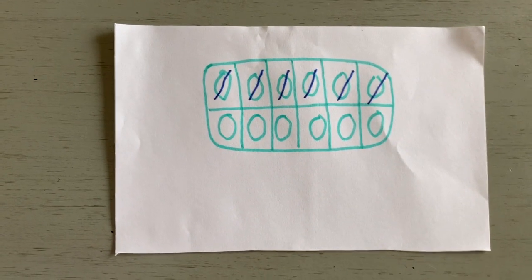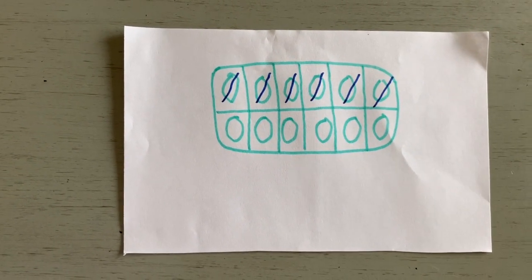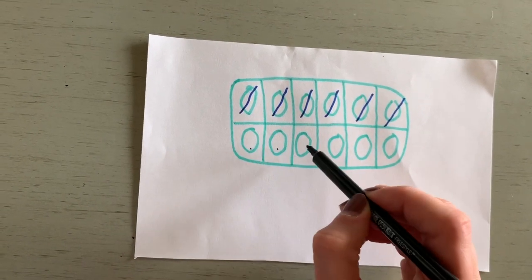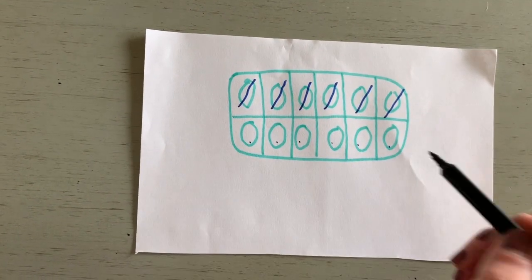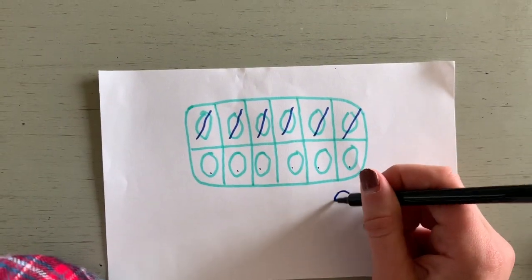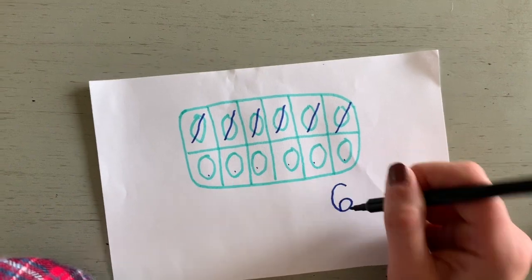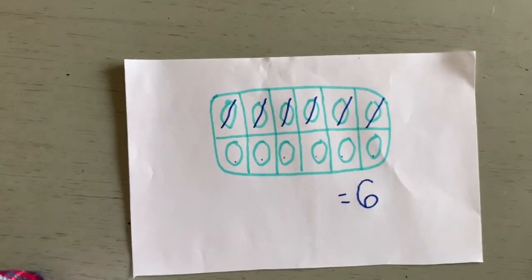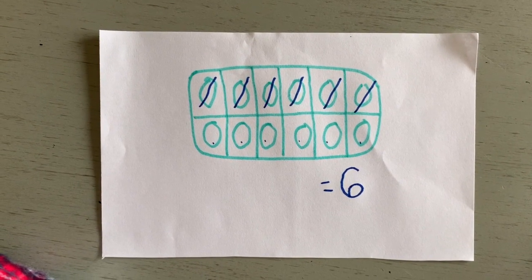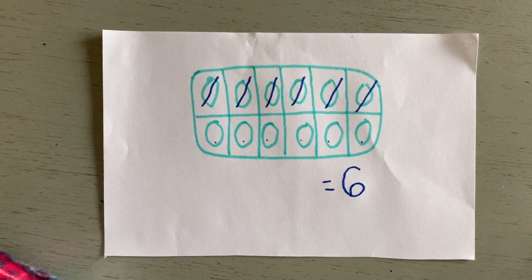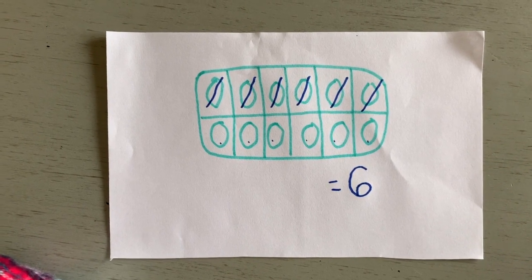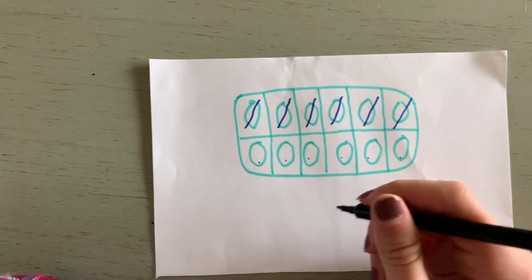And then the question was how many eggs are not broken? So I'm going to count the ones that are left. 1, 2, 3, 4, 5, 6. So my answer is 6. But I want to write this as a number model. So think for a minute if this is going to be an adding problem or a takeaway problem. This is a takeaway problem.